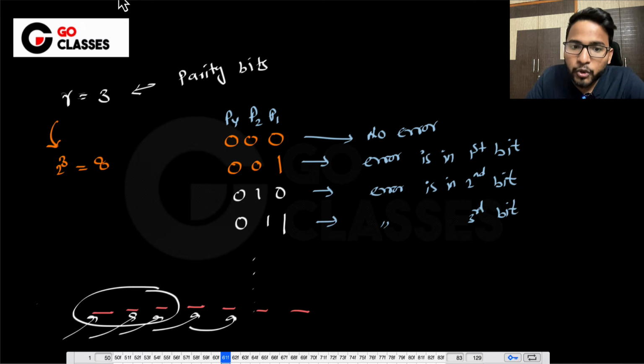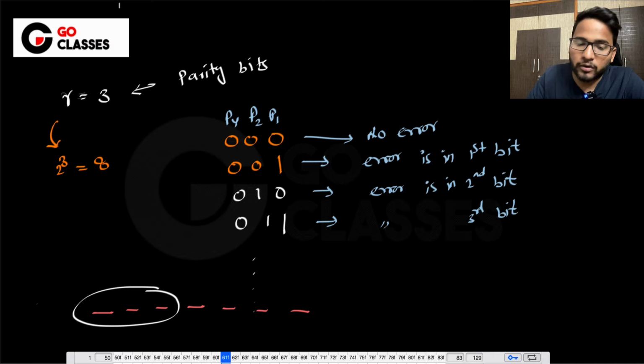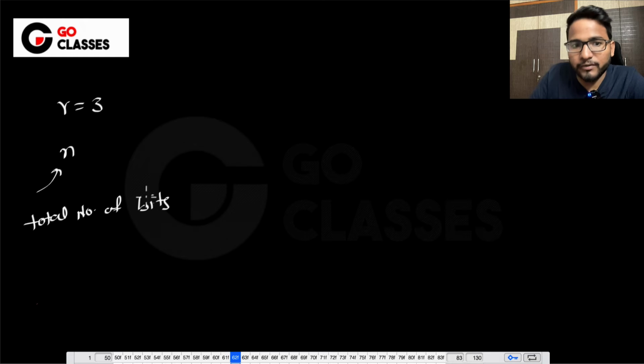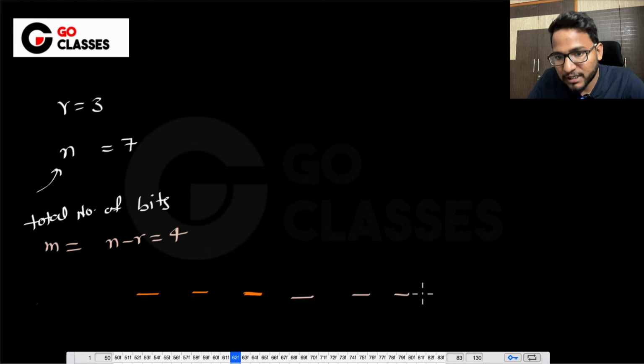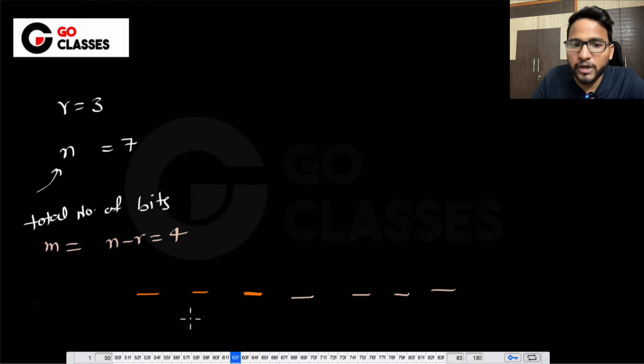Now what if you have 8 bits total? See, these are the 7 bits. Here r equals 3, and n means the total number of bits. If n is 7, then things are working fine. If you have 3 parity bits, and let me call m the number of data bits, which is n minus r, basically this is 4, you have 4 data bits along with 3 parity bits.